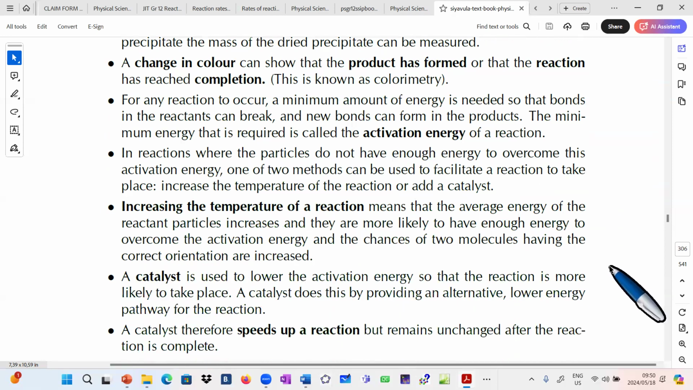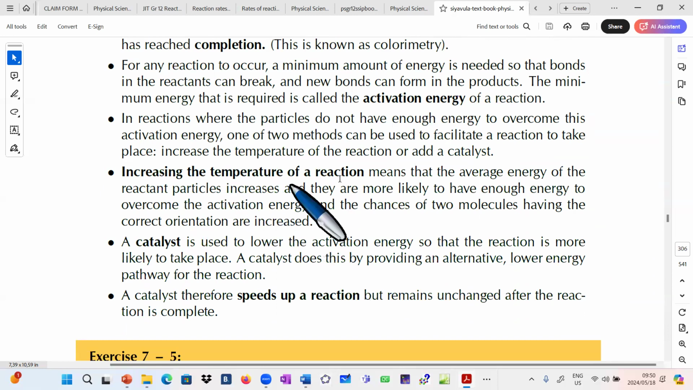Let us look at increasing the temperature of a reaction. Increasing the temperature of a reaction means that the average energy of the reactant particles increases, so they are more likely to have enough energy to overcome the activation energy, and the chances of two molecules having the correct orientation are increased. Let's repeat that. Increasing the temperature of a reaction means that the average energy of the reactant particles increases and they are more likely to have enough energy to overcome the activation energy. And the chances of two molecules having correct orientation are increased.